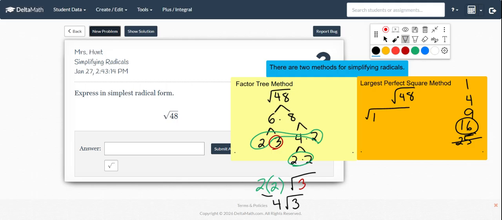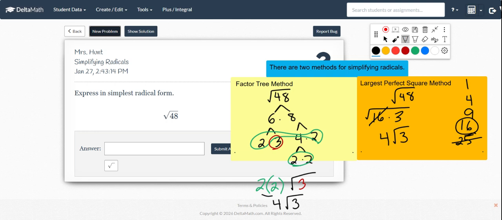So when we go to rewrite this, we choose 16. And what other number? Well, 48 divided by 16 is 3, so it has to be 16 times 3. The square root of 16 is 4, so that comes out. And my 3 stays under because the square root of 3 is a decimal.